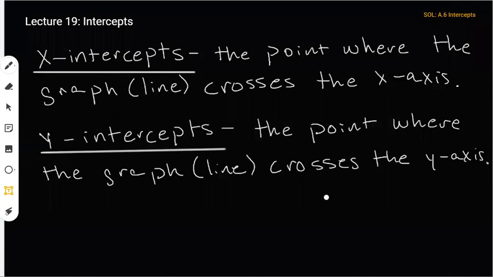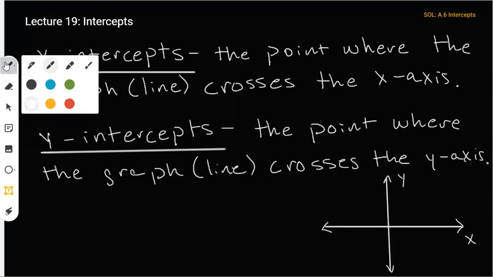So the x-axis is going to be this horizontal line. It goes from left to right. I'm going to put arrows at both ends, and I'm going to put a lowercase x over here. This is called the x-axis. And then the y-axis is going to be this vertical line that goes through the middle. I'm going to put arrows at both ends, and I'm going to put a lowercase y at the top right here. That's called the y-axis. It goes up and down.